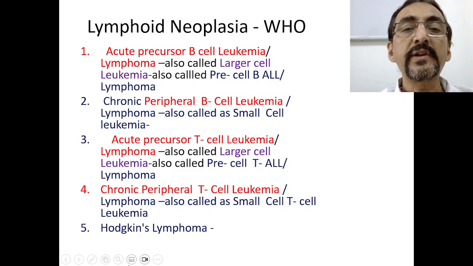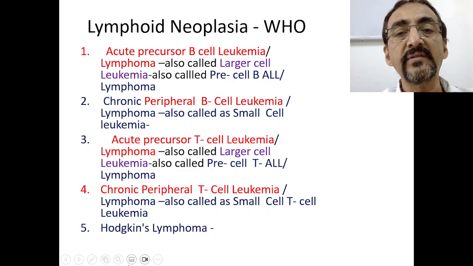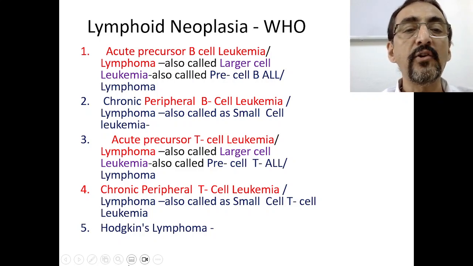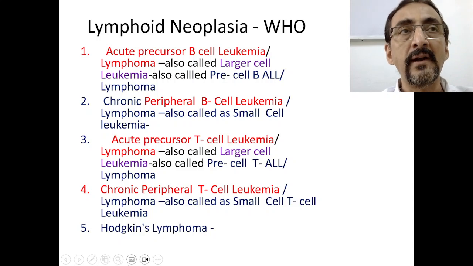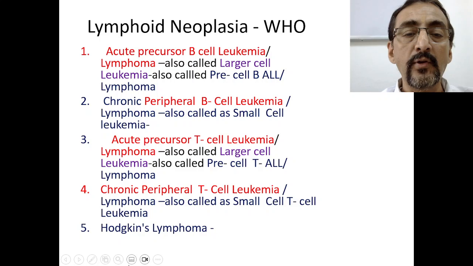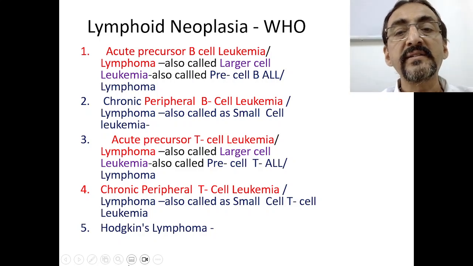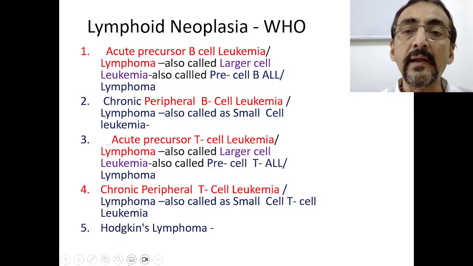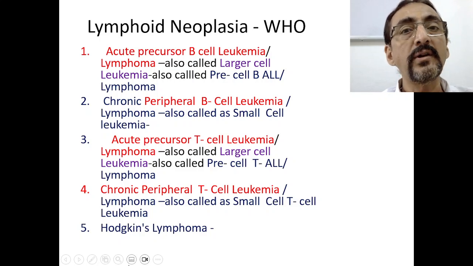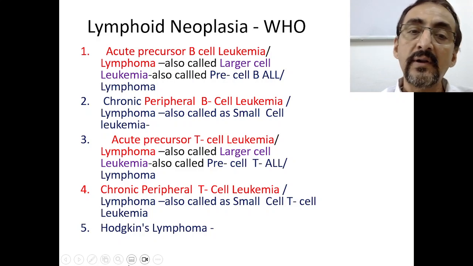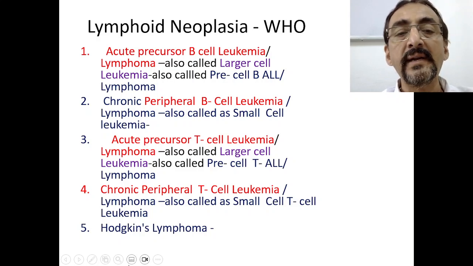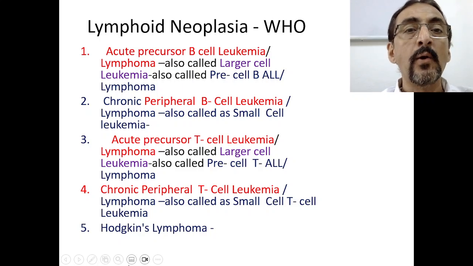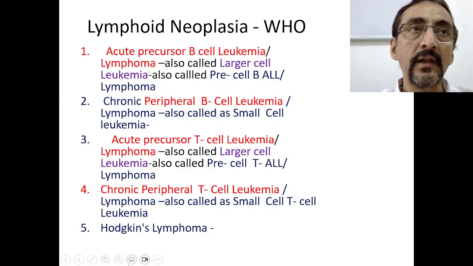Similarly, acute precursor T cell leukemias. That was about the B cells. Similarly, acute precursor T cell leukemia or T cell lymphoma is also called large cell leukemia, and it is also called precursor cell T acute lymphoblastic leukemia or lymphoma. Similarly, chronic peripheral T cell leukemias or lymphomas are also called small cell T cell leukemia or lymphoma. One more classification in lymphoid neoplasia, according to WHO, is Hodgkin's lymphoma.